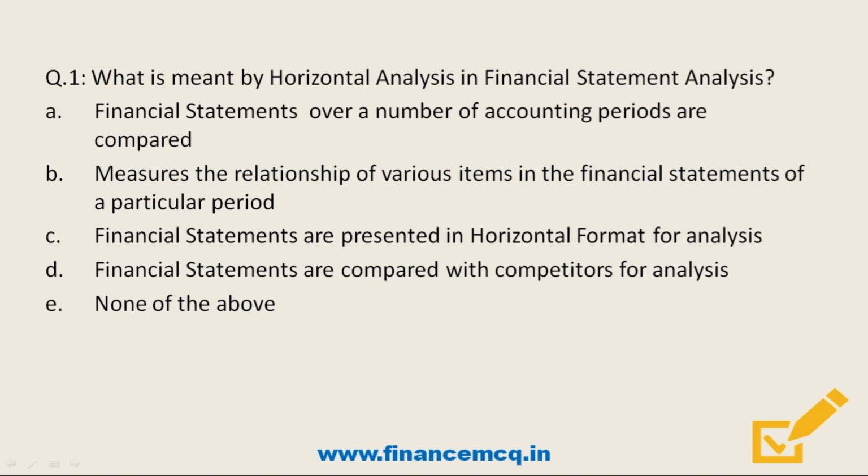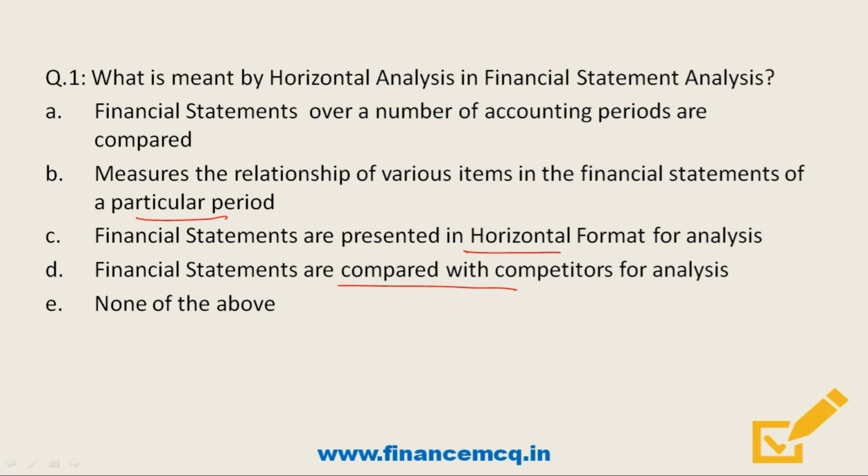The options are: option A, financial statements over a number of accounting periods are compared. Option B, it measures the relationship of various items in the financial statement of a particular period. Option C, financial statements are presented in horizontal format for analysis. Option D is, financial statements are compared with competitor for analysis. And option E is none of the above.